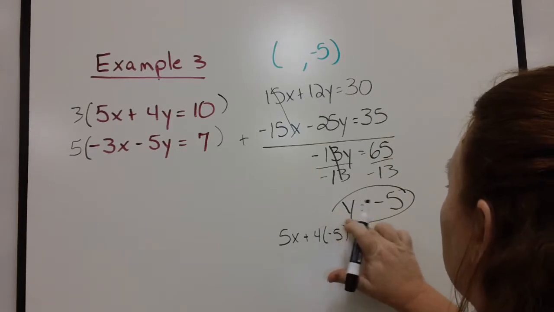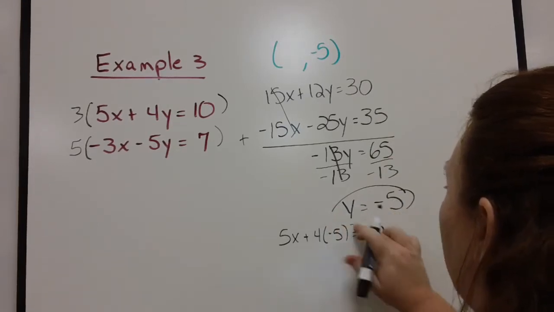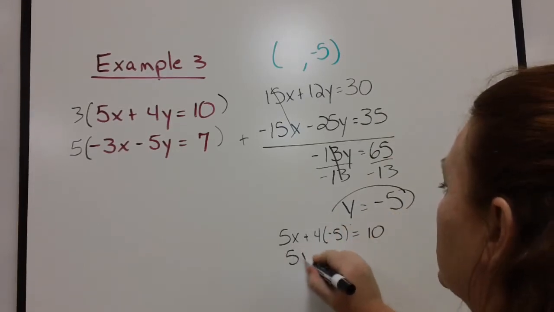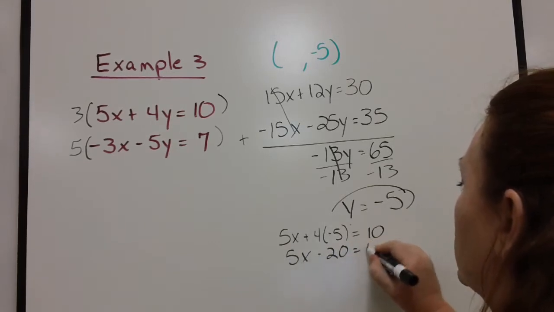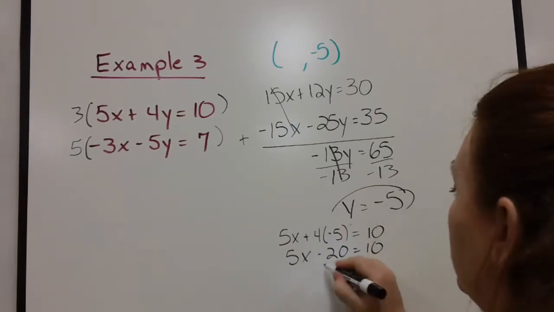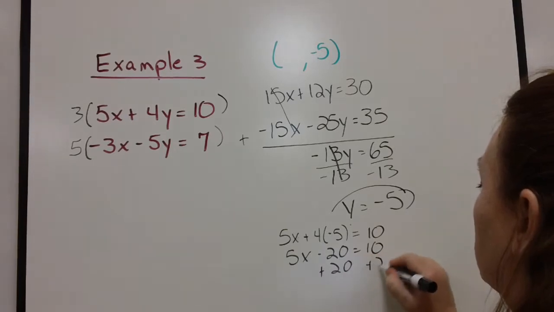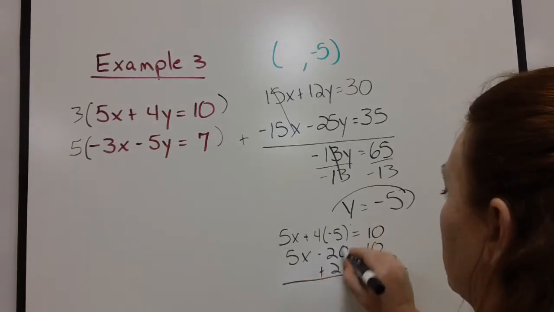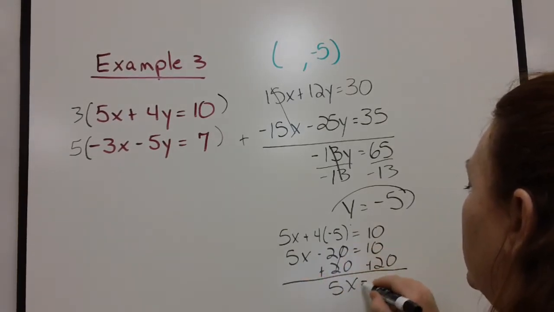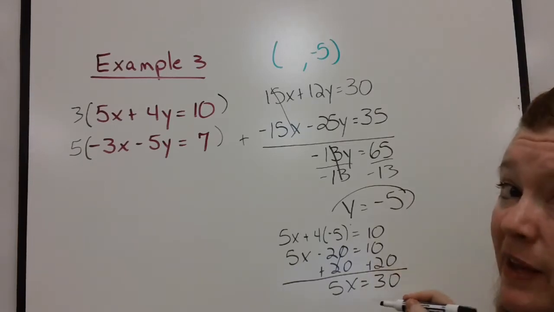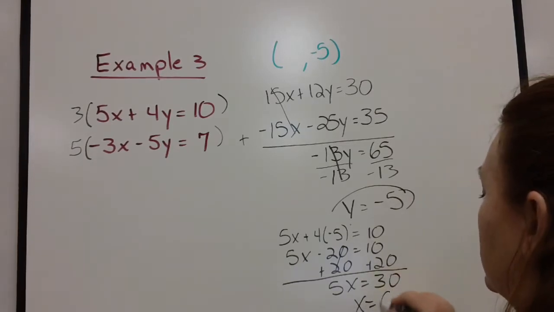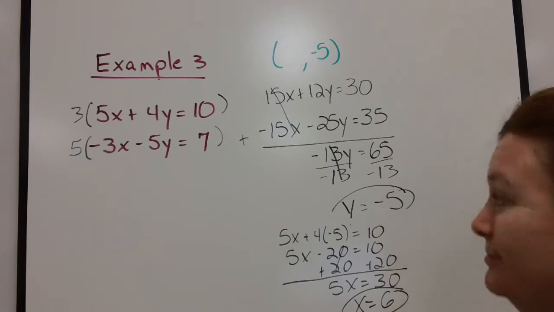Sorry about this. 5x minus 20 equals 10. Add 20 to both sides. 5x equals 30. Divide by 5. X is 6. I hope you can see that.